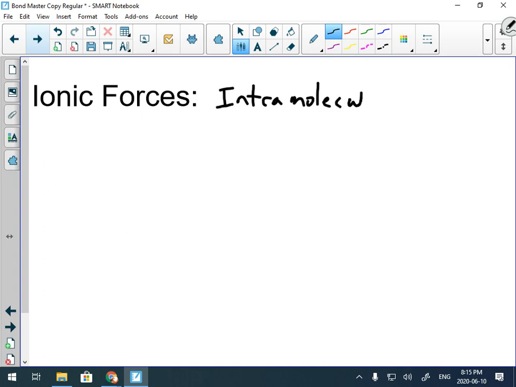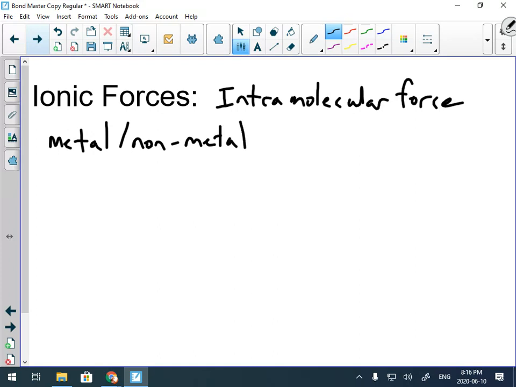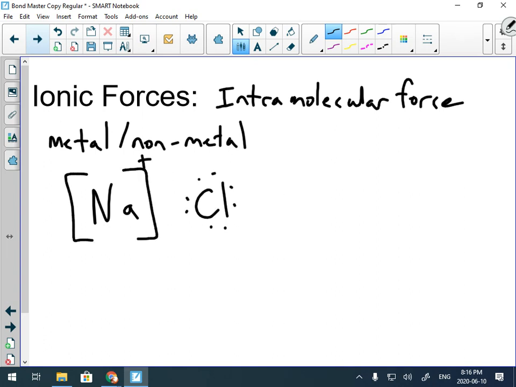Intramolecular force. And it's between a metal and a non-metal, obviously. This is hundreds of times stronger than hydrogen bonding. The reason why is that there is such a difference between electronegativity that the metal loses its electrons to the non-metal, and you get a positive ion and a negative ion.